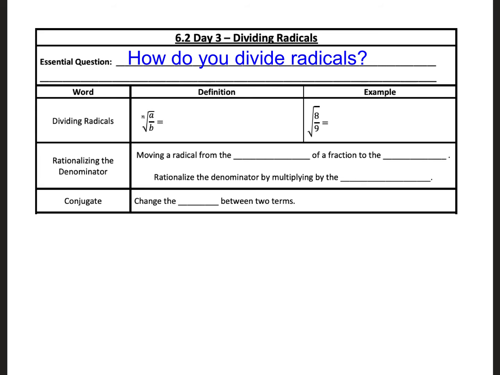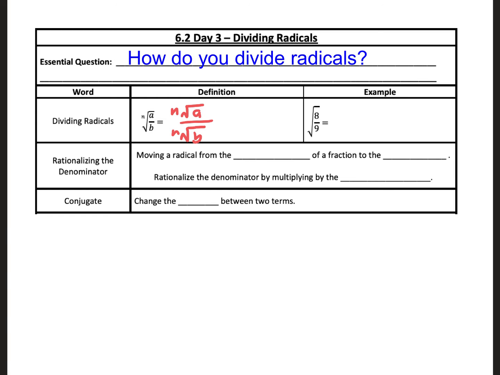Hi everyone, today we are talking about how you divide radicals. Your first word is dividing radicals. You have the nth root of a divided by b. You can break that up so you have a square root on the top and on the bottom, or in this case, I guess an nth root. So you can rewrite this as the nth root of a divided by the nth root of b.